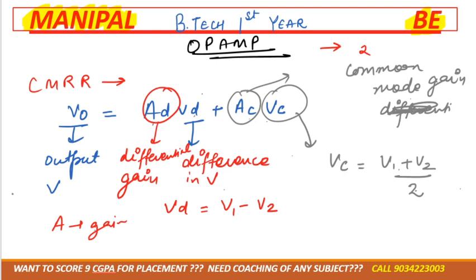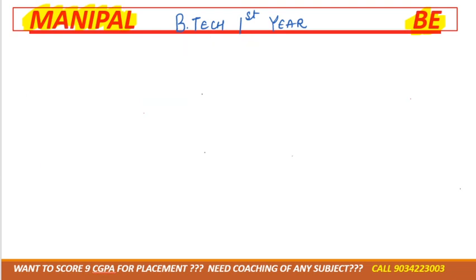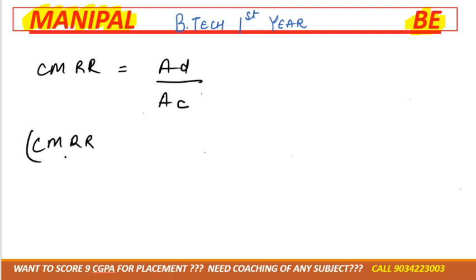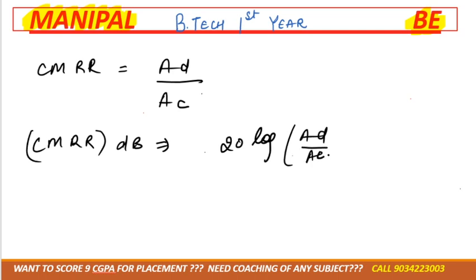Now see what is the formula for CMRR. Once we calculate AD and AC, then the formula for CMRR is equal to AD by AC only. And if we want to calculate CMRR in decibels, then it would be 20 log of AD by AC. In some books they say AC and in some books they say ACM, common mode gain. Both are the same, don't get confused. Okay, understood.